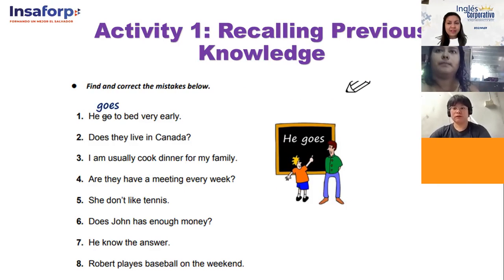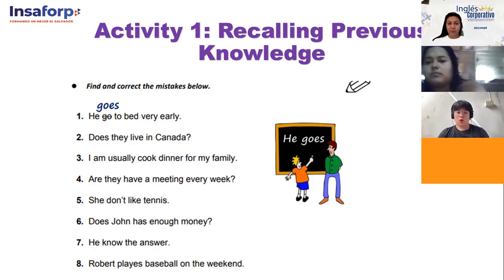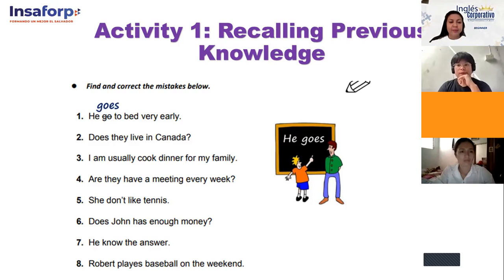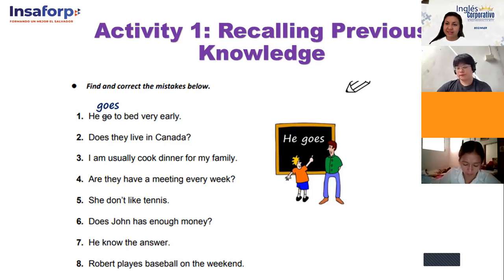So we have exercise two. Does they live in Canada? Is that correct? No. What is the correct form? Do they live in Canada? Exactly. Do they live in Canada? Do, because that is the auxiliary that we use with they. Okay, so we have the following sentences and you have to find and identify the error and correct it. I will give you some time and you can write the correct sentence in the chat. Okay? And we'll be talking about it.